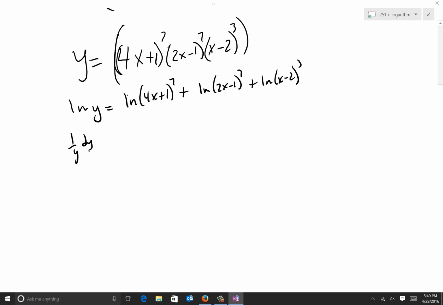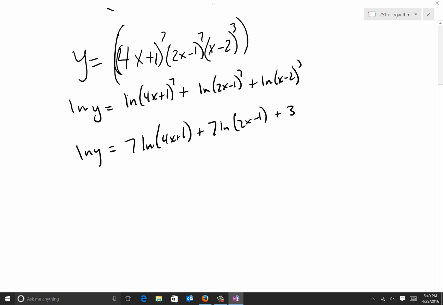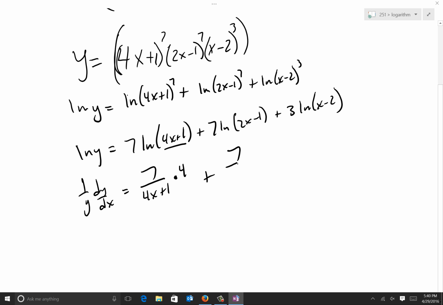1 over y dy dx, again with the implicit differentiation. I'm rewriting first, don't do this yet. Now, 1 over y dy dx. That's 7 over 4x plus 1 times the derivative of that, which is 4. Plus 7 over 2x minus 1 times the derivative of that, which is 2. Plus 3 over x minus 2 times 1.